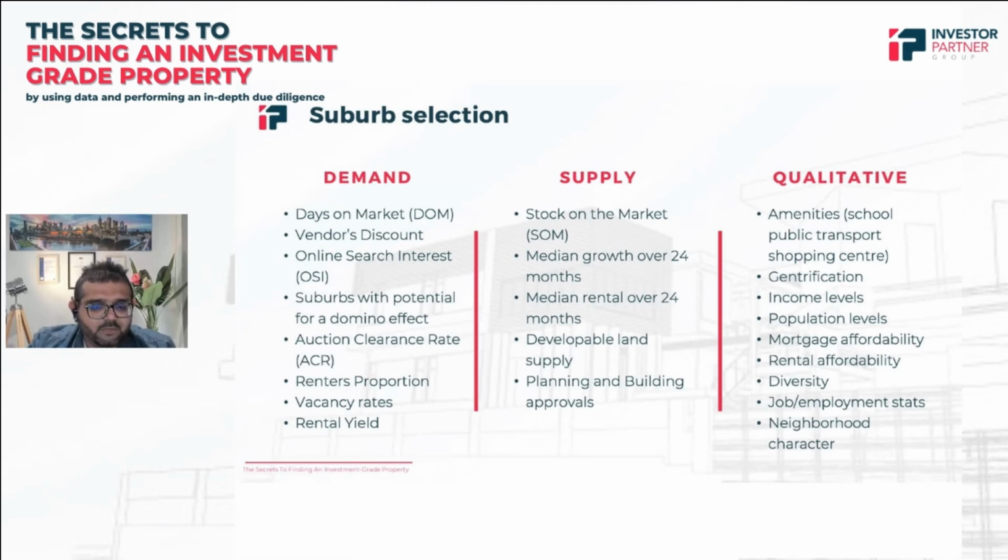Okay, next one. Let's look at some of the supply side indicators now. The first one is the stock on market. Stock on market basically means the number of properties listed on the market in that particular suburb divided by the total number of properties in that suburb. It identifies how much stock is available on market at any given point in time. The lower is always better, but again, it's important to look at the trends. You look at 36 months. You can't look at just a point in time.